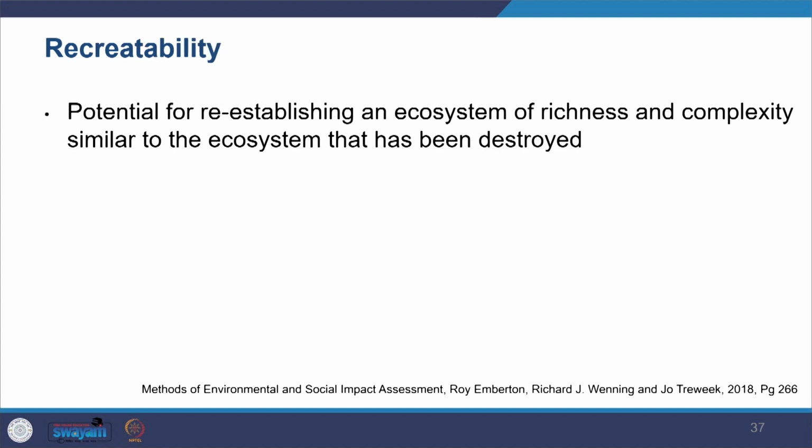Then another term you look at is recreatability. That's the potential for reestablishing an ecosystem of richness and complexity similar to the ecosystem that has been destroyed. So how much it will be able to become what it was in the original shape. So it's the capacity of that ecosystem to come back to its original form. That's recreatability, how much it's able to recreate it.